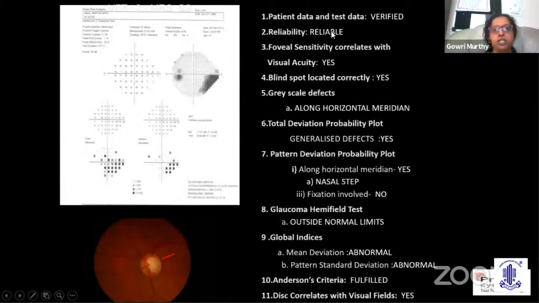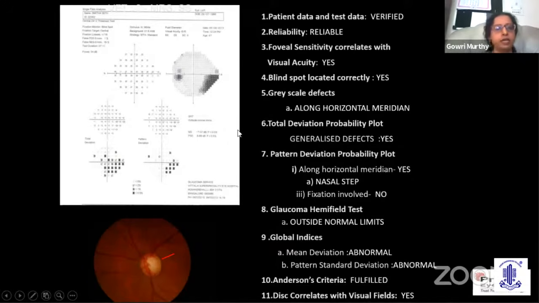So here again, patient data and test data are verified. You have some amount of false negatives, but these are not very high. The foveal sensitivity is 34, which correlates with the visual acuity. The blind spot is located correctly here, and the lower point is 0. And in the grayscale, again, you have defects along the horizontal meridian, inferior nasally.